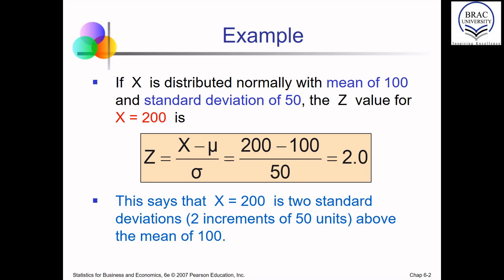We have to convert the X to Z. You know that standardizing a normal distribution to a standard normal distribution requires you to do this: Z is equal to X minus mu divided by sigma. X is 200 minus mean 100, divided by 50, and your Z becomes 2. So we have now standardized your X to Z. X was 200, which has now been standardized to 2. See, standardization is very simple and it is also very, very useful.